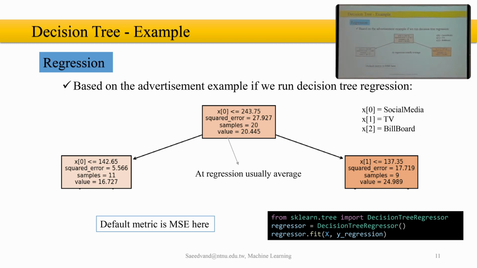Any question? Is this clear? If you understand this, you understand the whole decision tree problem. With this slide, everything should be clear.